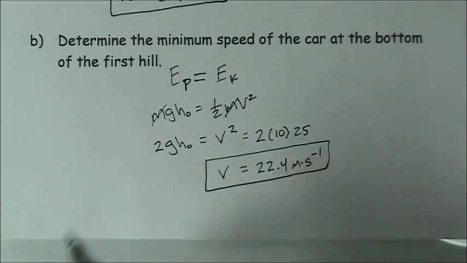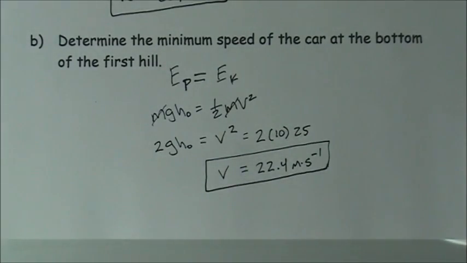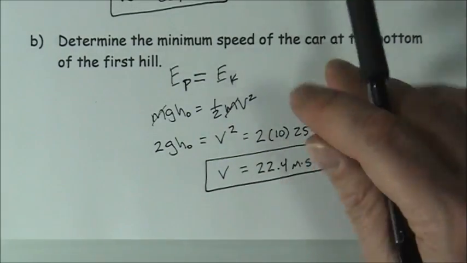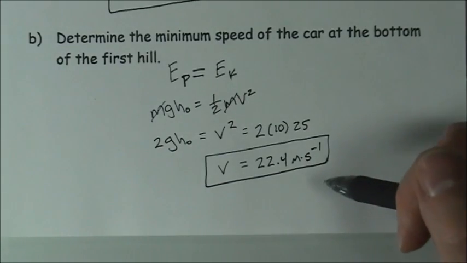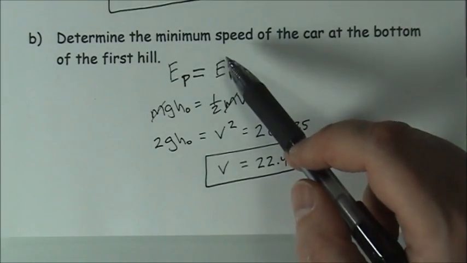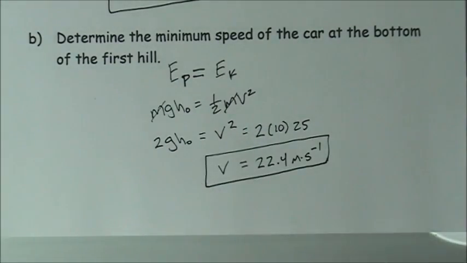Maybe I would know what the speed is, but in this particular example I wasn't told that, so all I can do is calculate the minimum speed. I know the car will be traveling at least 22.4 meters per second, but probably more likely a little bit faster because of the unaccounted for kinetic energy.